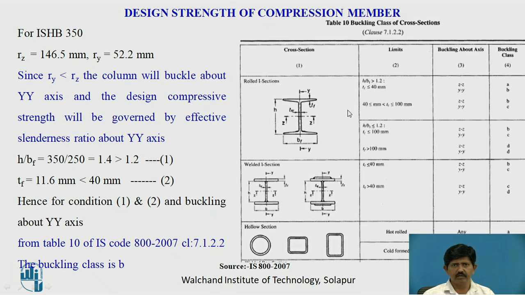and the clause is also mentioned here. Accordingly we have to find this value, that is h upon bf, that is 350 upon 250, which is 1.4, greater than 1.2, and tf is 11.6, which is less than 40 mm. So according to these conditions 1 and 2, we can see that they are satisfied, and as ry is less than rz, the buckling will occur about the YY axis. So according to this, the buckling class of this section will be B.